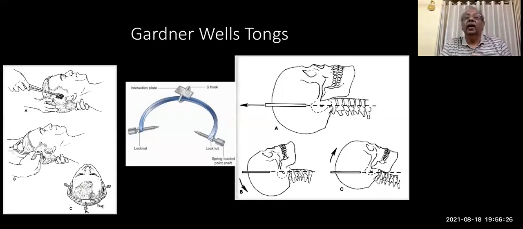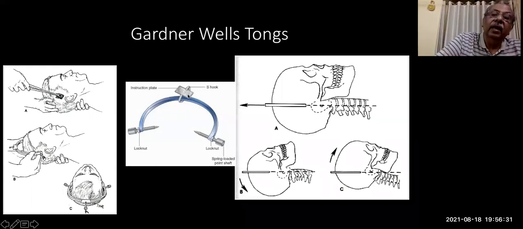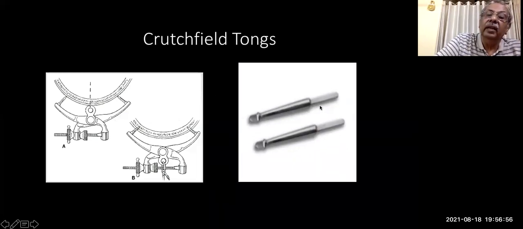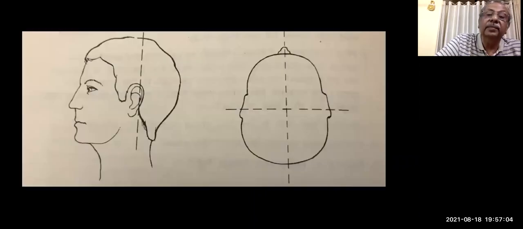One of the tongs that are used is called the Gardner-Wells. The Gardner-Wells is a round thing like this with these bolts which you can screw onto the outer table of the skull. You should pierce only the outer table of the skull, and it should never pierce the inner table. While Crutchfield is a smaller one. For applying the Crutchfield, there is this guarded drill bit which pierces and stops when you drill the outer cortex.